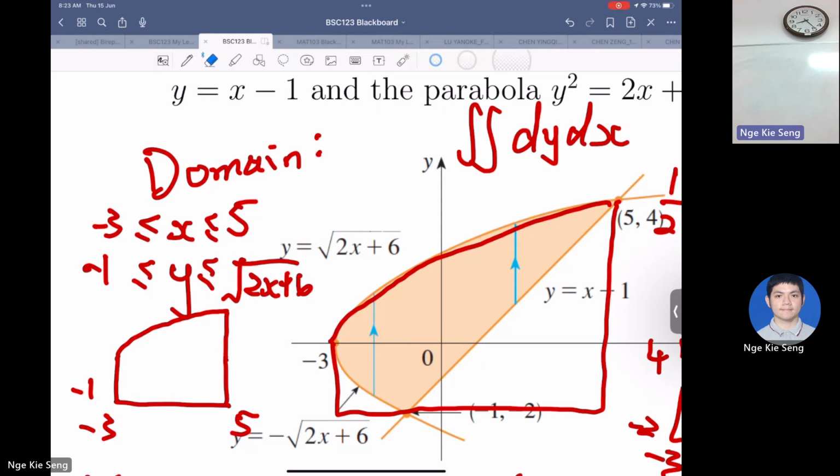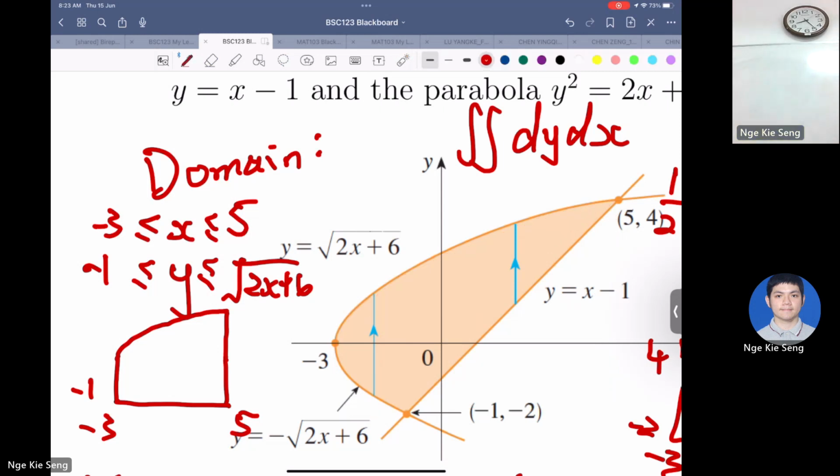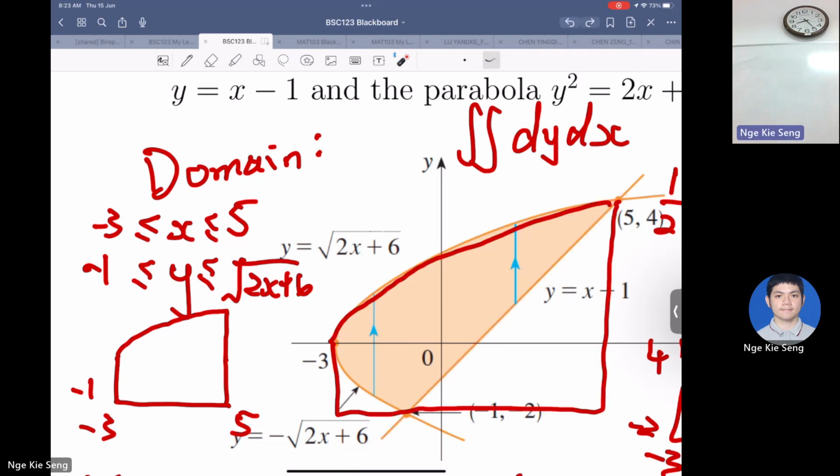x minus 1. So x minus 1 is this line, right? Okay. So x minus 1 is all the way this line. Let me put this picture back. If you use the x minus 1 bound, what do you get? You get this line here. Right. You still have extra stuff here, right? So how to get rid of this?